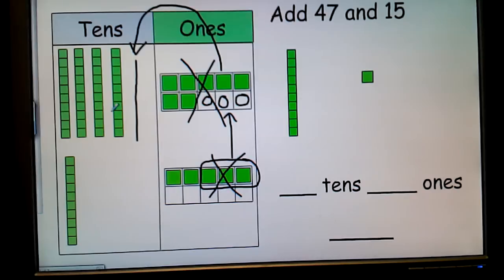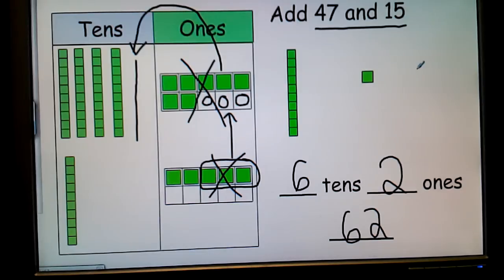I'm going to look over to my tens and count how many I have left. I have 1, 2, 3, 4, 5, 6 all together. And then how many ones do I have left over? Well, I have 2. And I know from Chapter 2 that 6 tens and 2 ones is the same as 62. Therefore, 47 and 15 when added together give me the number 62.